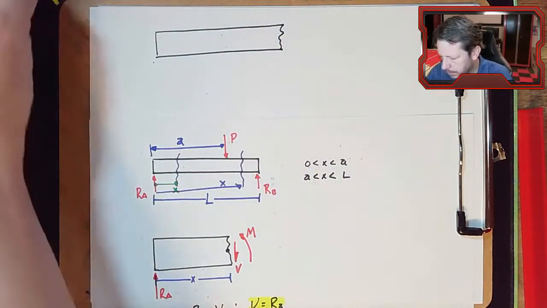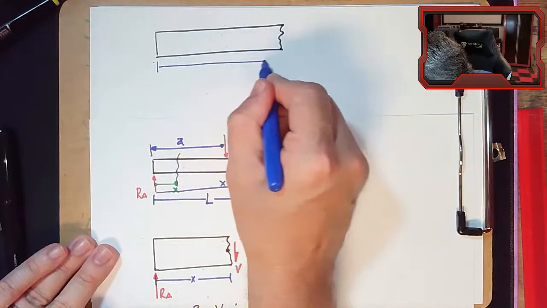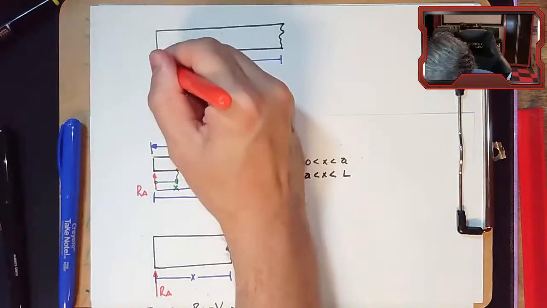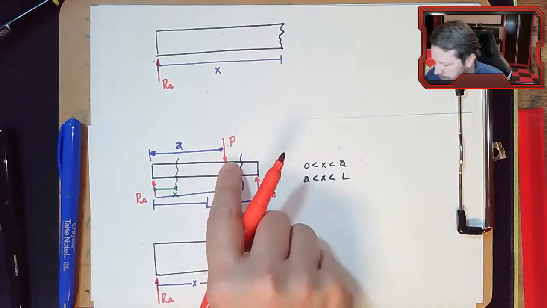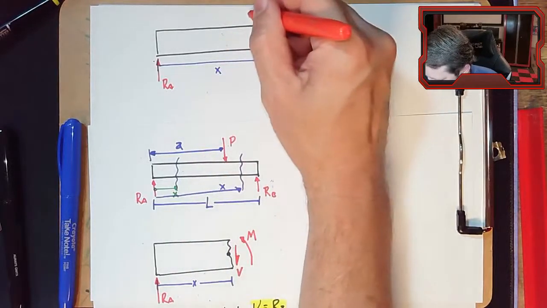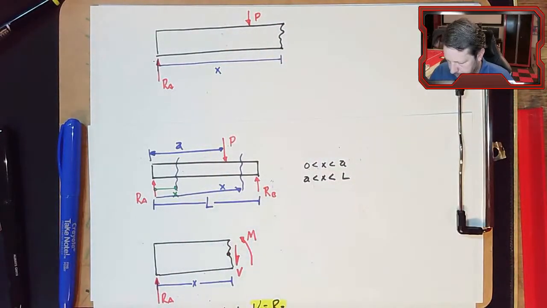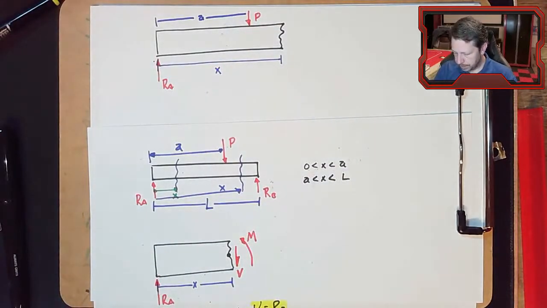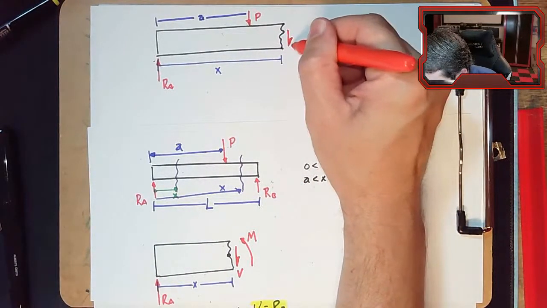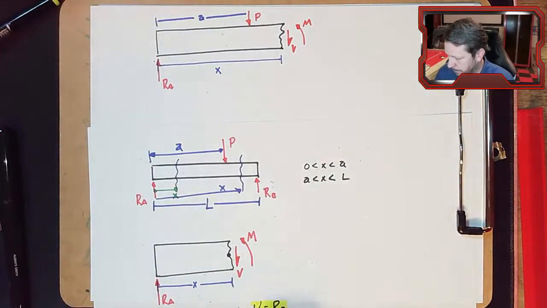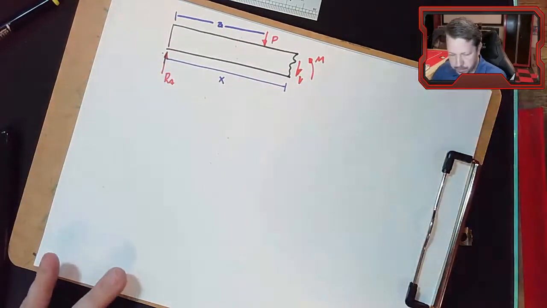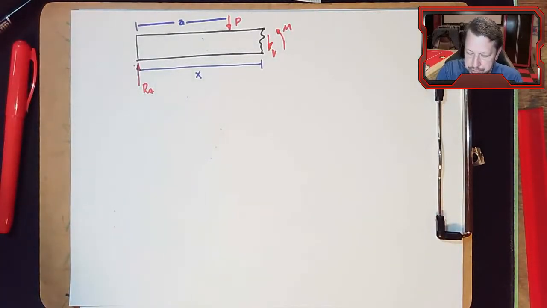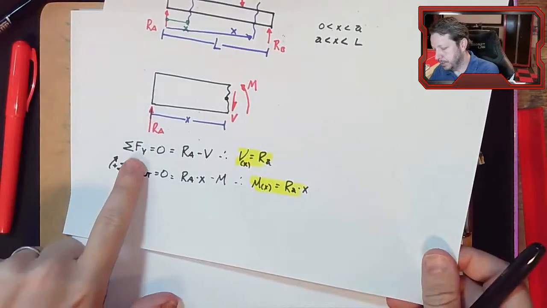Now the distance X goes all the way from here. We have the reaction at A, which is a point load. We also have this point load, so we only cut off this little piece here, which does leave that point load P at a distance of A. And we have our internal shear and bending moment. Let's do the same thing where we write summation of forces in Y and summation of moments.